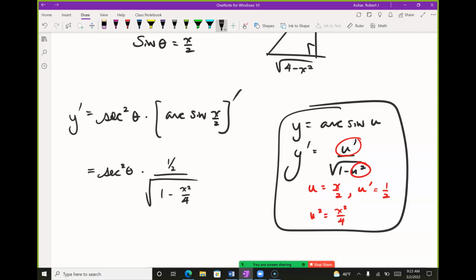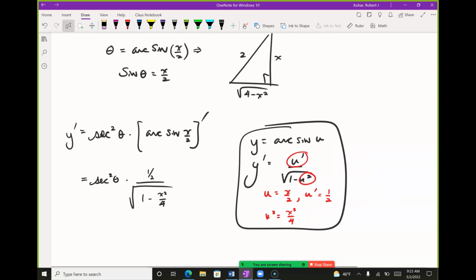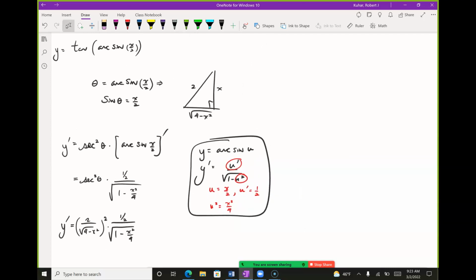So you can see I'm going to do a lot of little arithmetic things here. I've got fractions within fractions. I have to simplify things. Let's get our secant squared from the triangle. Secant is hypotenuse over adjacent. So 2 over square root of 4 minus x squared, squared. Everybody with me?